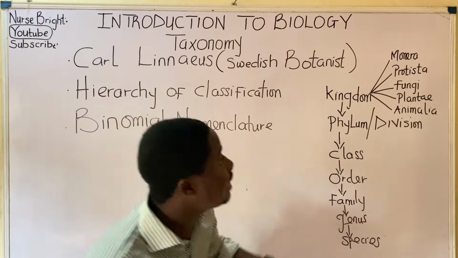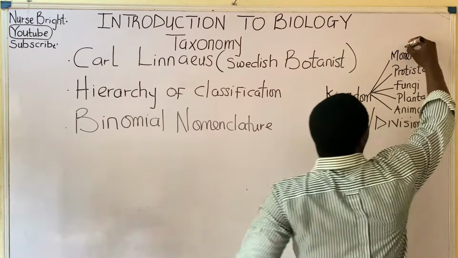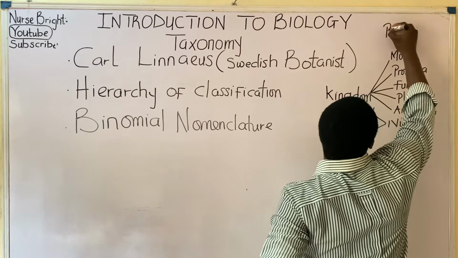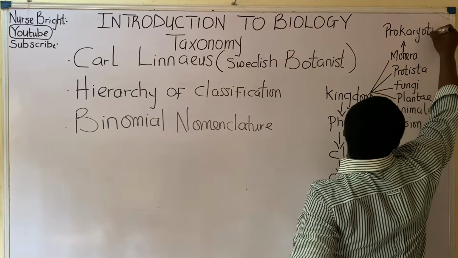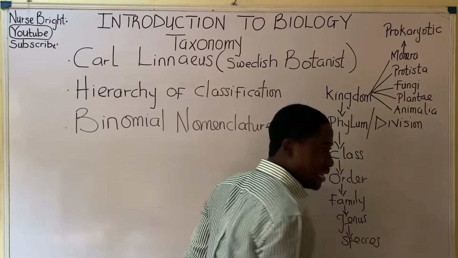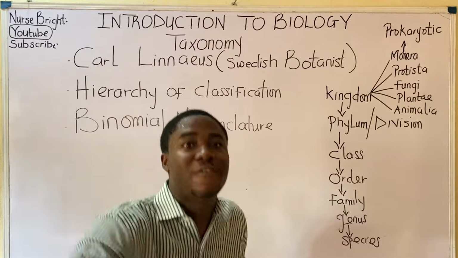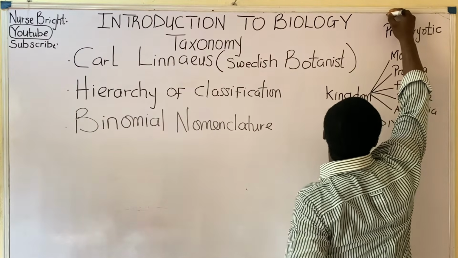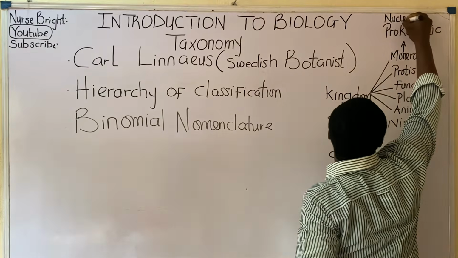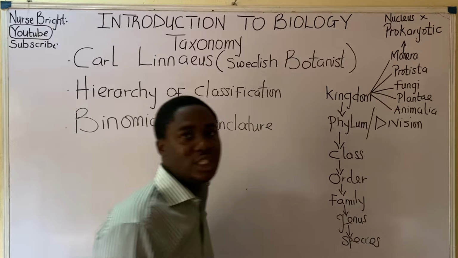Each of these kingdoms has its own characteristics. Like for kingdom Monera, organisms that should be here are prokaryotic in nature. So I have to tell you what the word prokaryotic means. They are organisms without a well-defined nucleus. Note this. They have no well-defined what? Nucleus. The nucleus is not well defined in prokaryotic organisms.